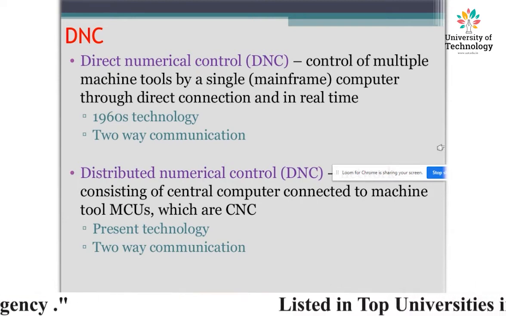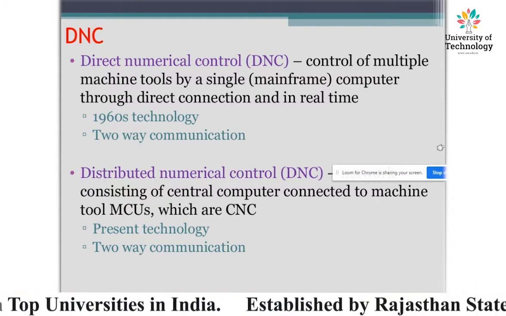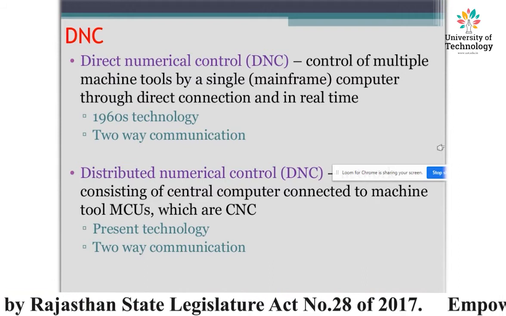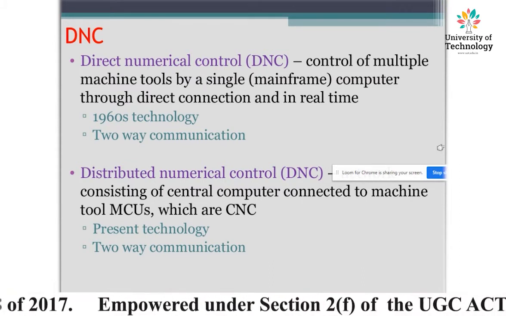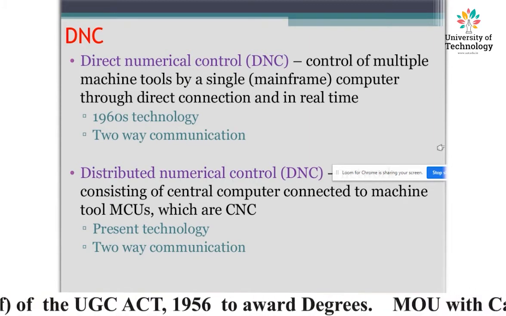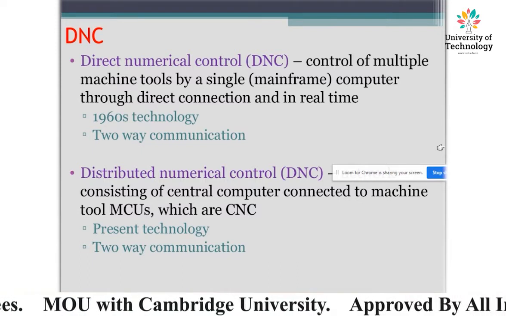That is an innovation of 1960s technology, with two-way communication in the DNC system. A distributed numerical control system consists of a central computer connected to machine tool MCUs, which are CNCs, and that is based on present technology and also has two-way communication.